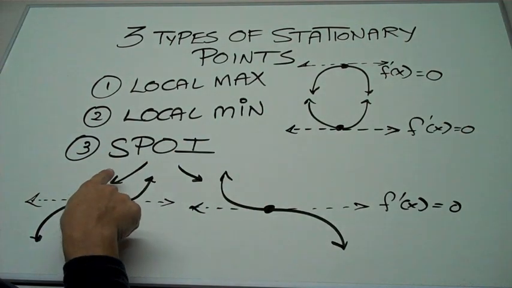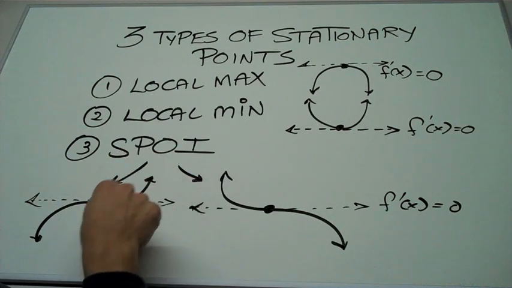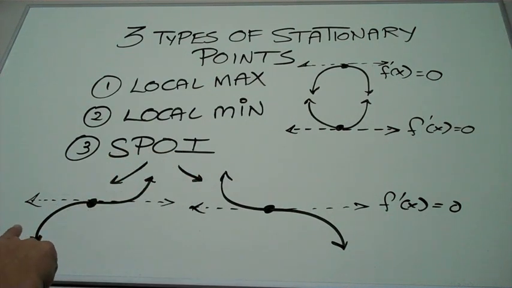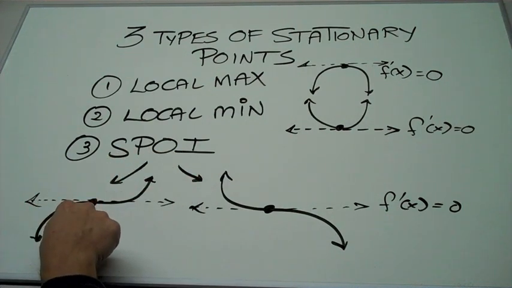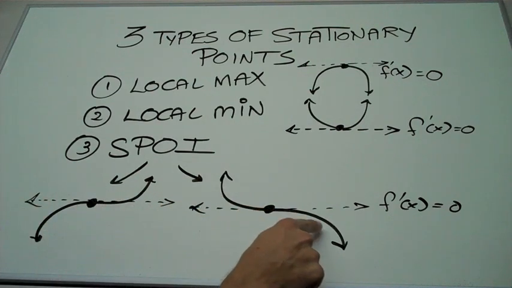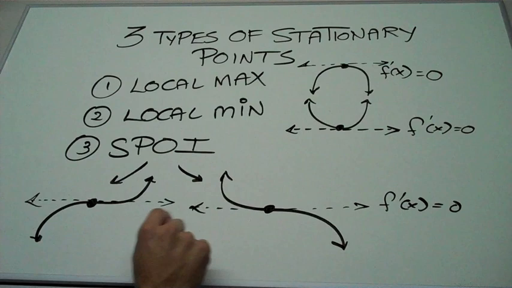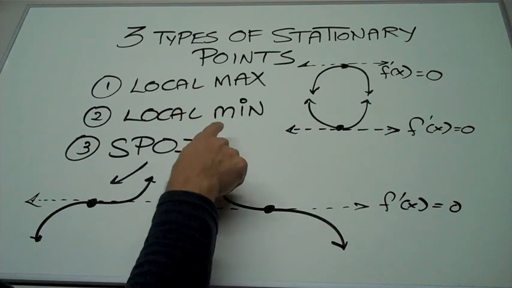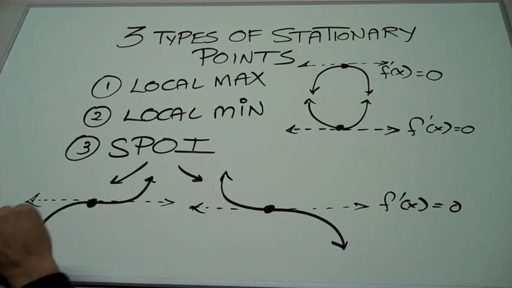And the last type of stationary point is a stationary point of inflection. Notice the derivative here goes positive, to 0, to positive. And here we go, negative to 0 to negative. Both of these are points of inflection. Local max, local min, and stationary point of inflection. Those are the three types of stationary points.